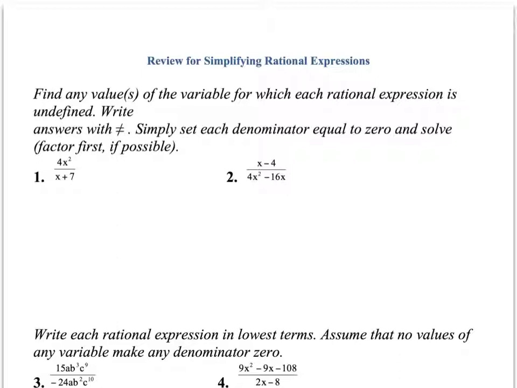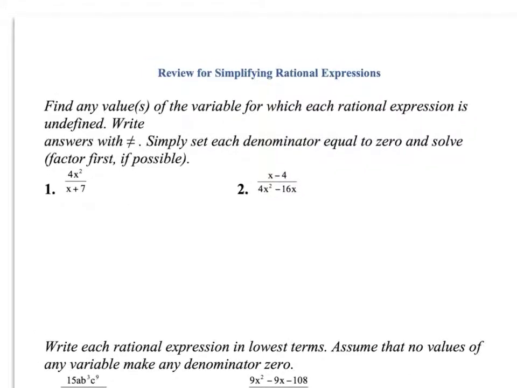It does not factor. All I have to do is set x plus 7 not equal to 0, which means x cannot equal negative 7. If I subtract 7 from each side, that will tell me how to get x by itself and what value of x I can't use. So any other value of x would be fine in this problem.